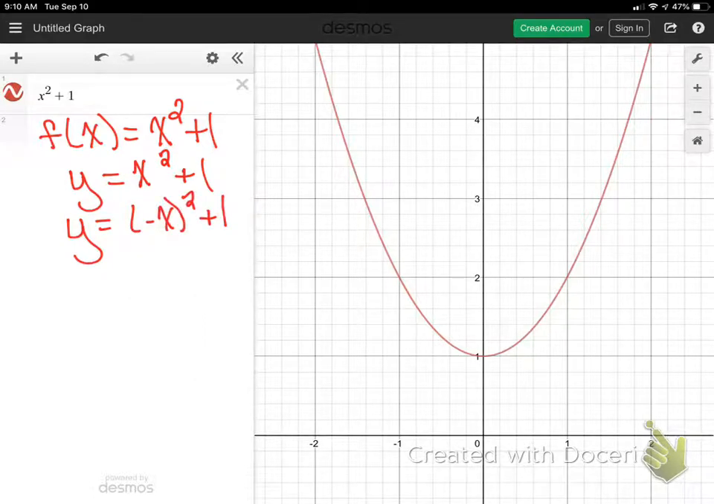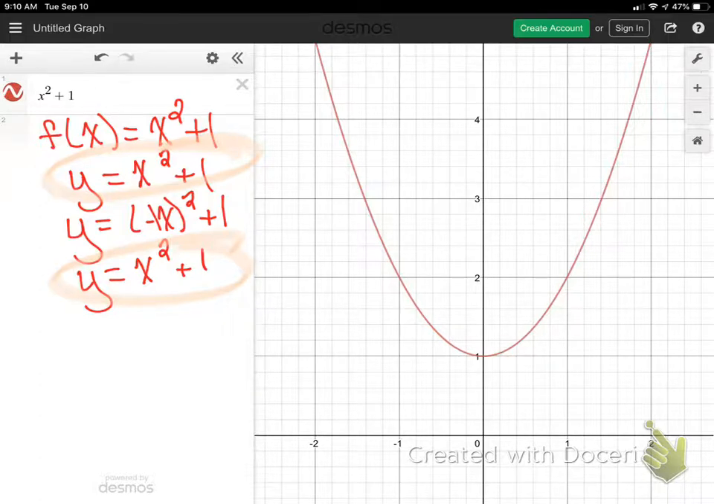What is negative x squared? Good. It's positive x squared. Okay, because negative 1 times negative 1 is positive. Is that the same thing? Yes. That means this is an even function. So I have algebraically shown that this is an even function.